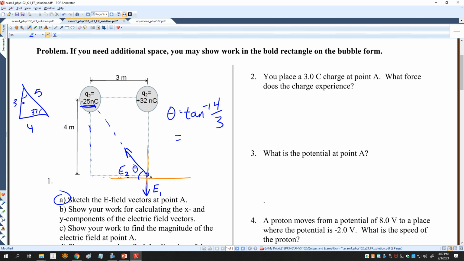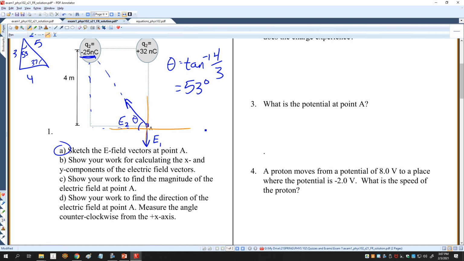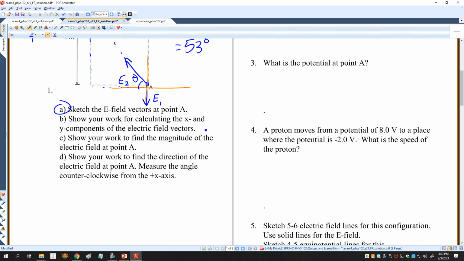That's the angle opposite the small side, and the angle opposite the big side will be 53 degrees. That's 90 minus 37. So this opens up, so this angle will be, let's see, this is going to be 53 degrees. So 53 degrees, that's my angle. So that's part A. And then show your work for calculating the x and y components of that vector.